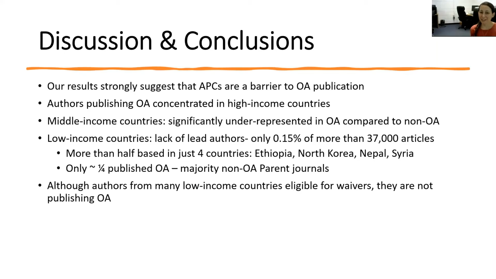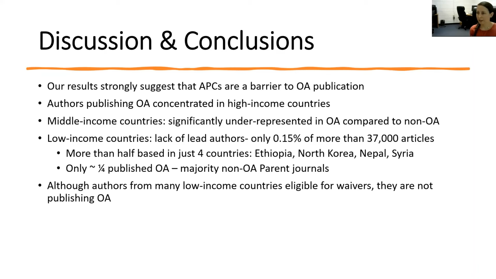So basically our results strongly suggest that these article processing charges, or APCs, are a barrier to publishing in open access journals. And authors who publish in open access journals are typically concentrated in high income countries in the US, North America, and Europe. And it's these middle income countries that are actually the most underrepresented in open access compared to non-open access. So this was a little bit surprising. We kind of expected the lower income countries to be the most disadvantaged.